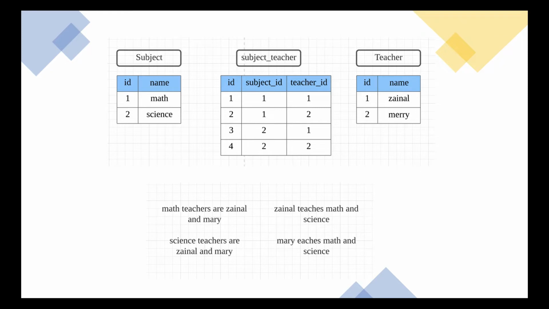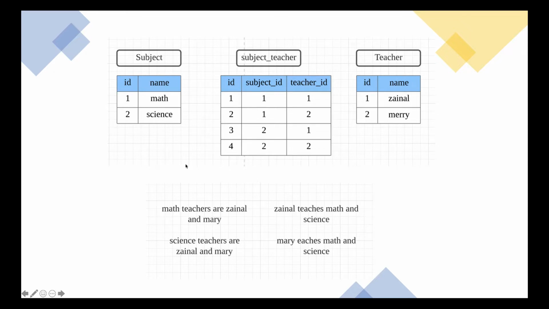Let's say right now I want to know the teachers that teach the subject math. So here we know that math has ID 1. So inside this table, we will search the rows that have subject ID of 1. From here we know that there are two rows that have subject ID of 1. So from these rows, we know that the teachers teaching subject math are teacher ID 1 and ID 2. So we know that the math teachers are Zainal, which is the ID 1 here, and Mary, the teacher ID 2.